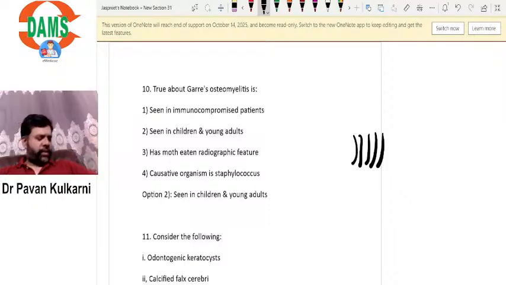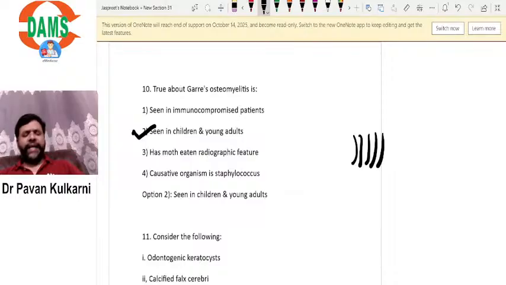So what is true here? The question they are asking is, what is true? There are many things which are false here. There is only one thing which is true here, that it is seen in immunocompromised patients? No, Garre's osteomyelitis has got nothing to do with the immunocompromised patients. It is seen in children and young adults. Yes, that is the one which is important.